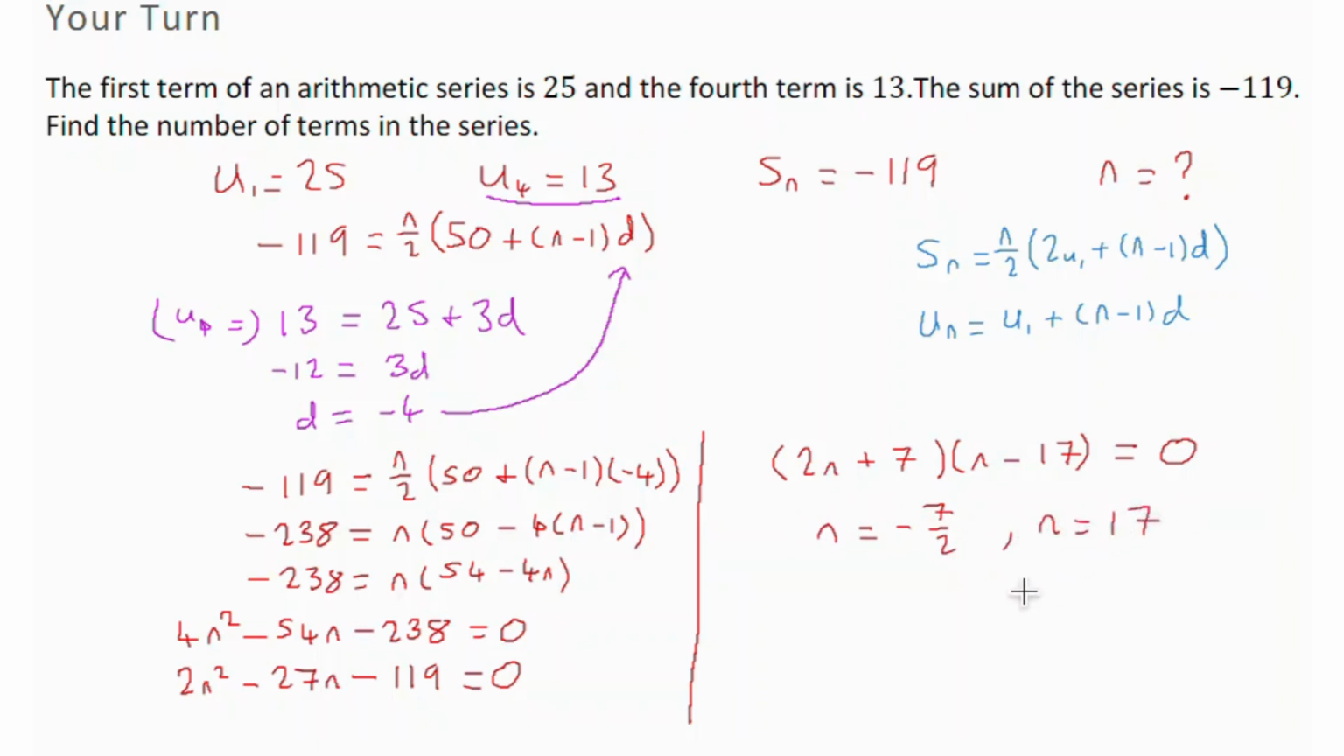But given the context of this question, this answer is not possible for two reasons. n can't be negative because it's the number of terms in a sequence, and n also can't be a fraction because it's the number of terms in a sequence. So it's not this one. So our answer is the number of terms in the series is 17.